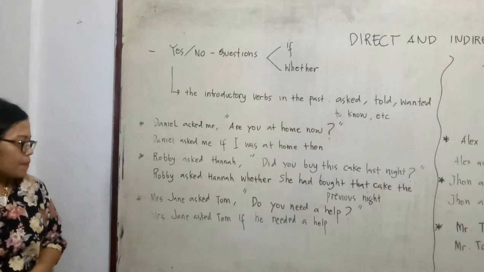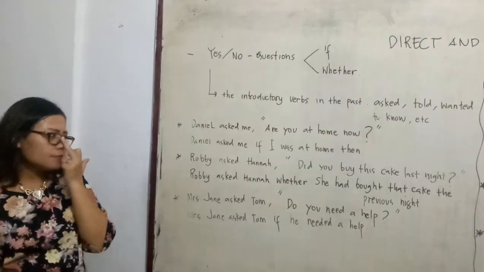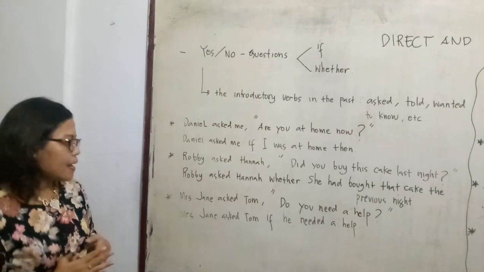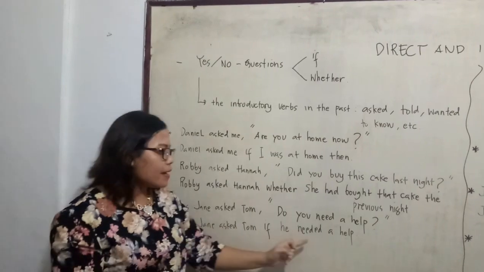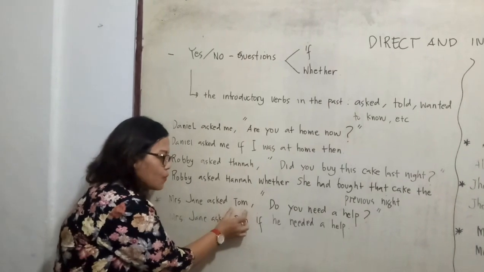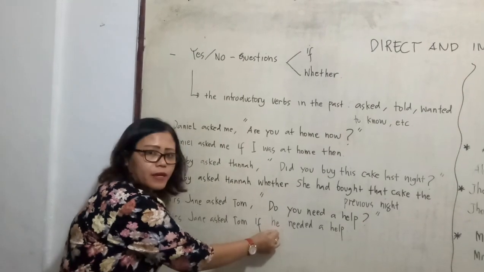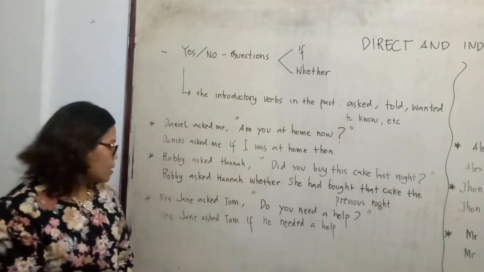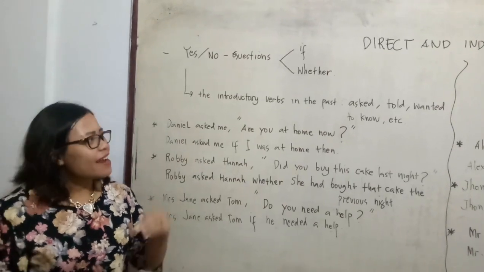Okay, the third example to make you clearer. Mrs. Jane asked Tom, "Do you need help?" So, what did Mrs. Jane ask Tom? Mrs. Jane asked Tom if he needed help. You can see "you" refers to Tom. So that's why in reported speech, you changes to become "he" here. And then this simple present changes into simple past. So Mrs. Jane asked Tom if he needed help.